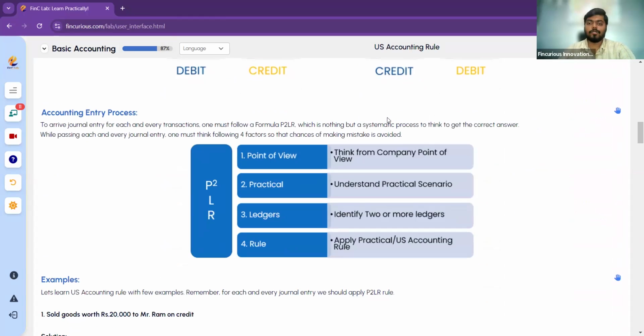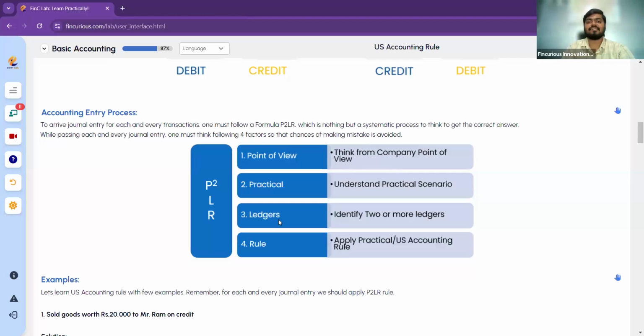As I already told you, you need to always remember, while passing the journal entries, to think from the company's point of view. If the company is purchasing the furniture, from the company's point of view, is it debit or credit? What is going out, what is coming in? You should not think from a personal perspective, only from the company's point of view. And then practical: you need to understand the practical scenario, what exactly is happening. And ledgers: for every transaction, there would be a minimum of two ledgers. If a transaction happens, two ledgers will compulsorily be there.